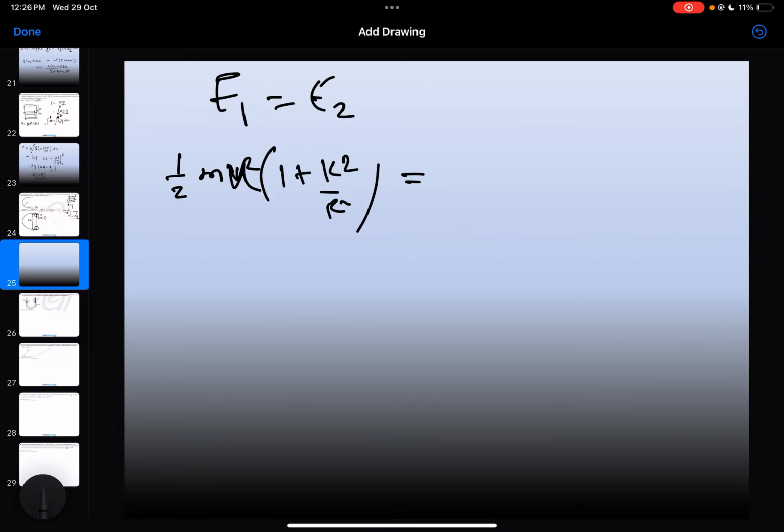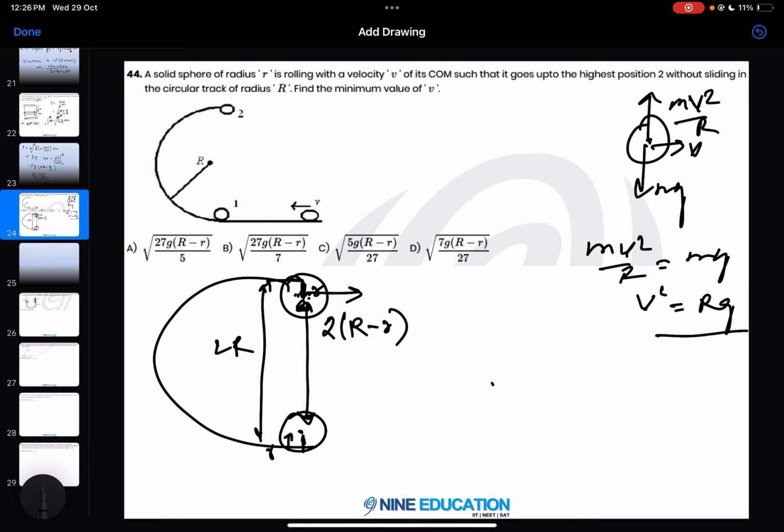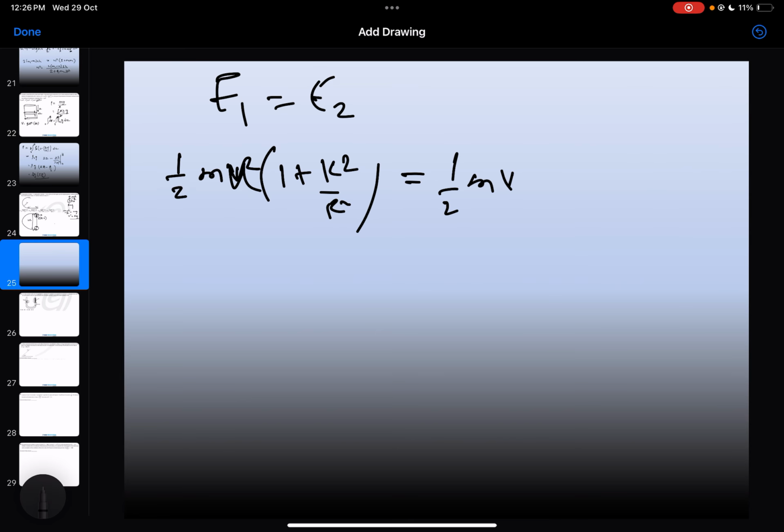This is the initial velocity u. And k square by r square for a solid sphere is going to be 2 by 5. Now finally, at this point it has gained potential energy as well as kinetic energy. So kinetic energy will be half mv square into 1 plus k square by r square, plus potential energy gained, which is mgh.